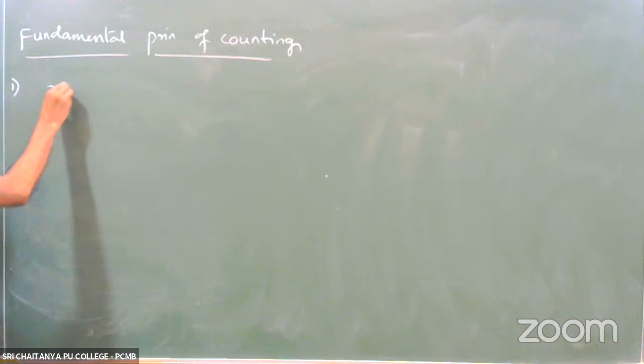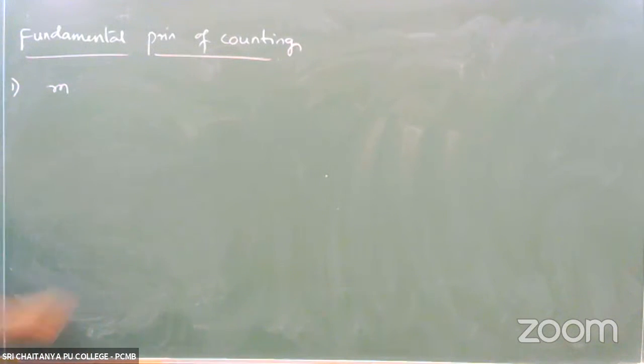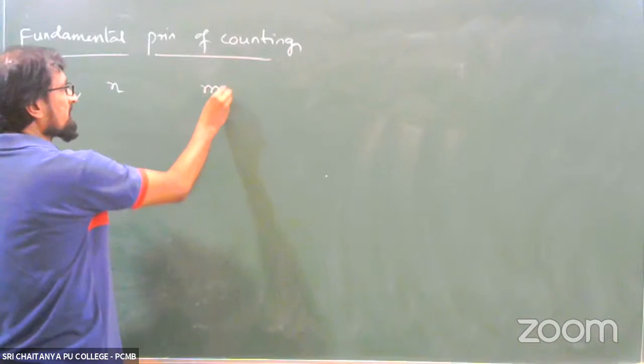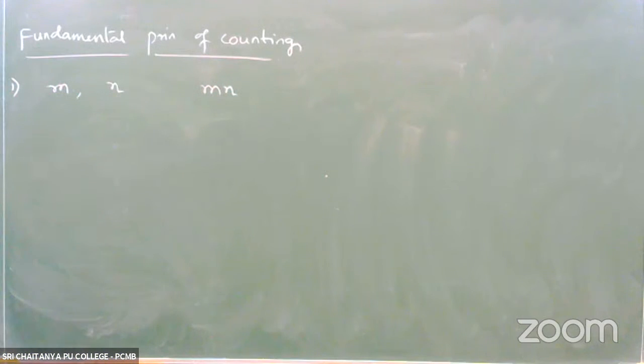If a work is done in m ways, another work is done in n ways, the two works simultaneously can be done in mn ways. This is called fundamental principle of counting over multiplication.